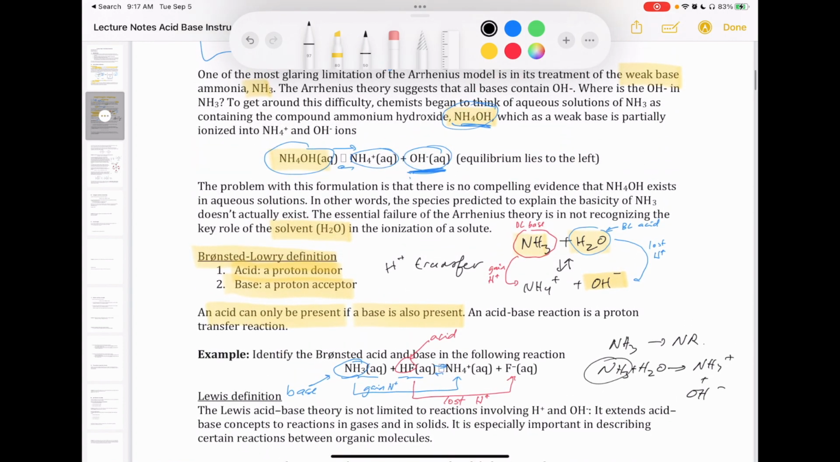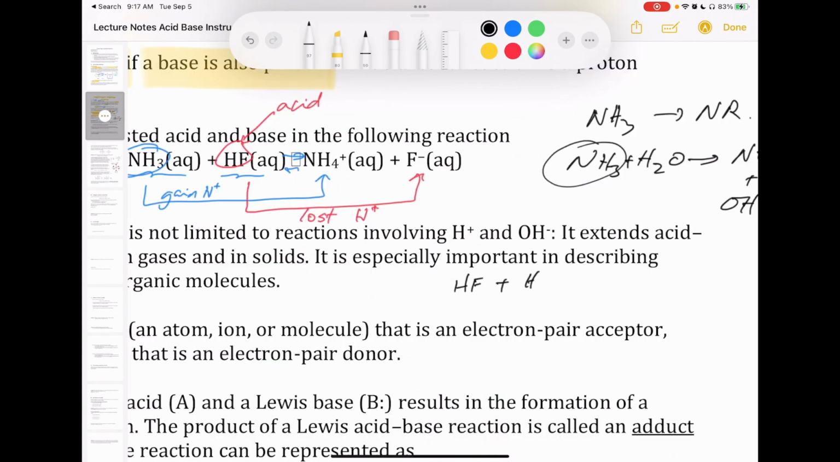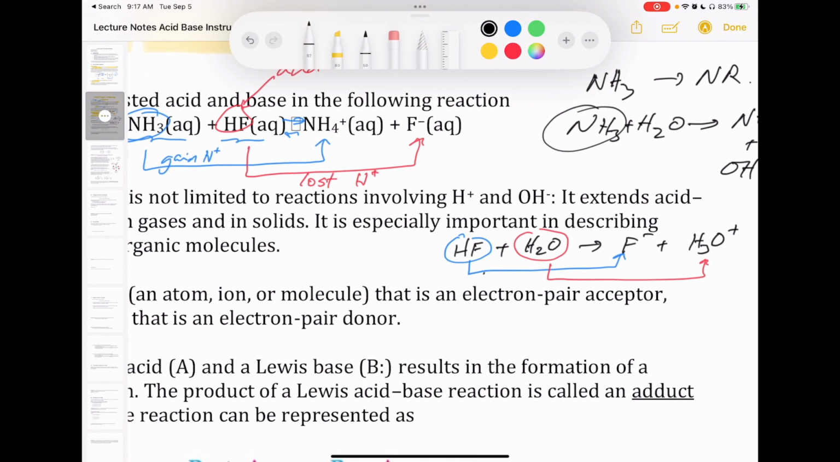Similarly, if you have something like HF plus water, becoming F minus and H3O plus, that would be a Bronsted-Lowry reaction. Again, you would think about the fact that HF has become F minus, and water has become H3O plus. The HF has lost a proton, and the H2O has gained a proton. Of course, we call things that lose or give away a proton an acid, the proton donor. And the things that gain or accept a proton, we call a base. So here my water is a Bronsted-Lowry base, and my HF is a Bronsted-Lowry acid.